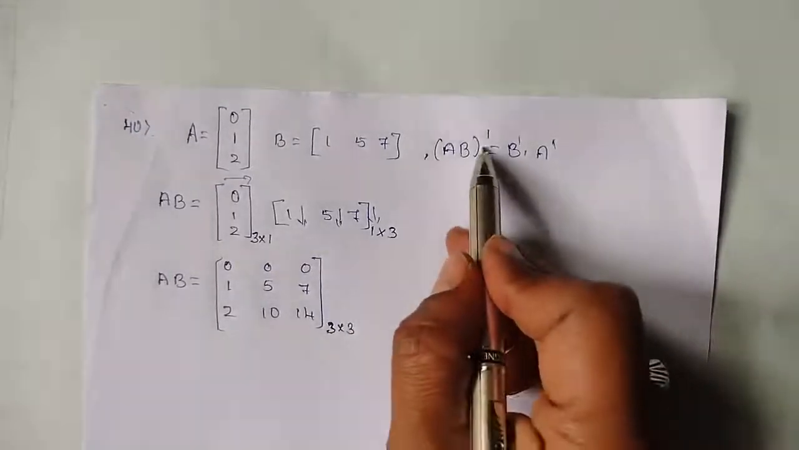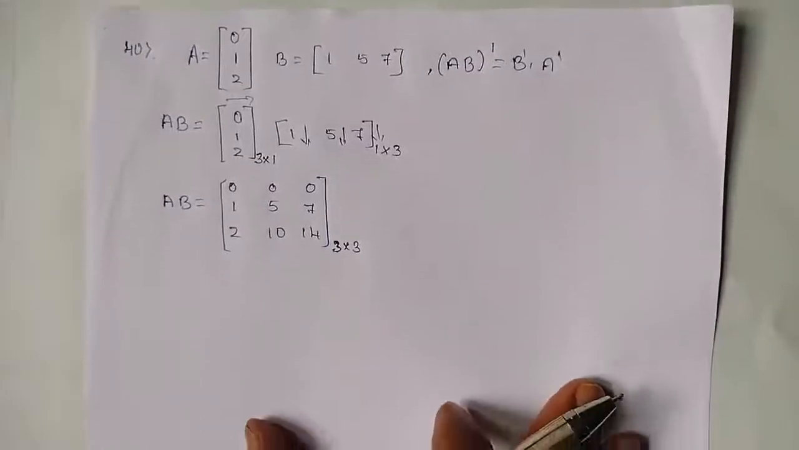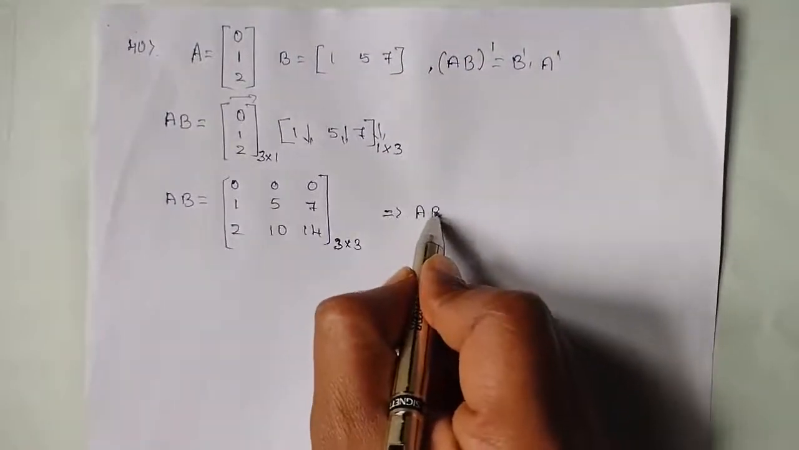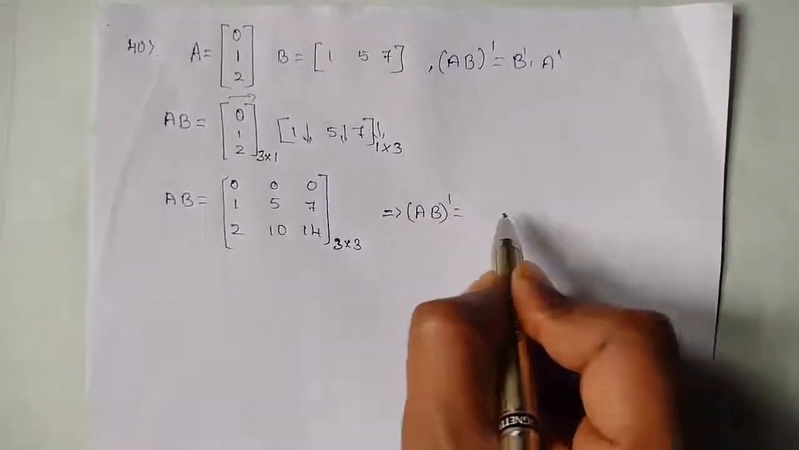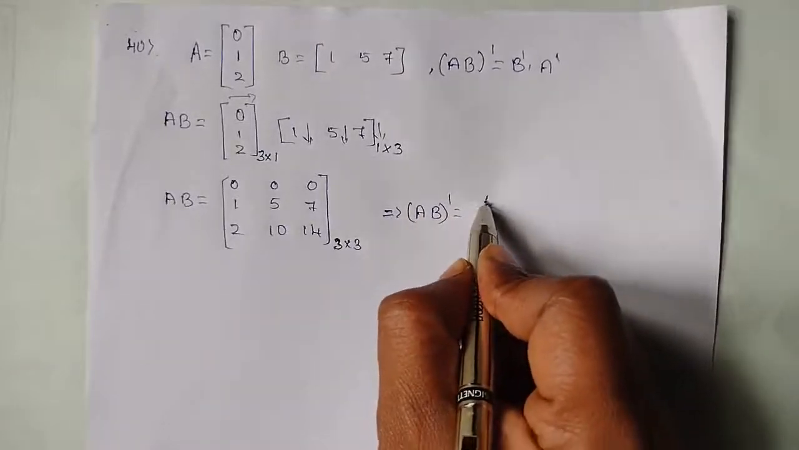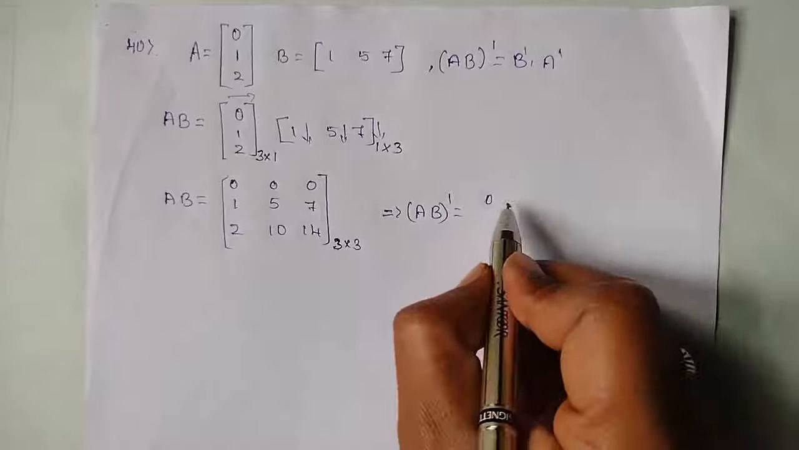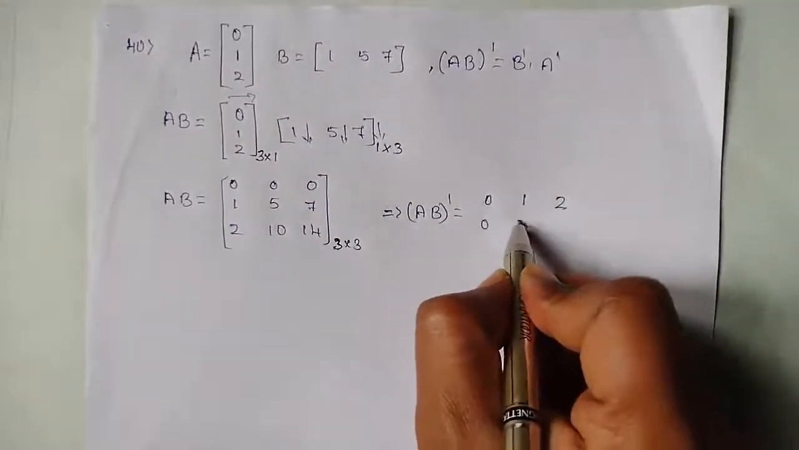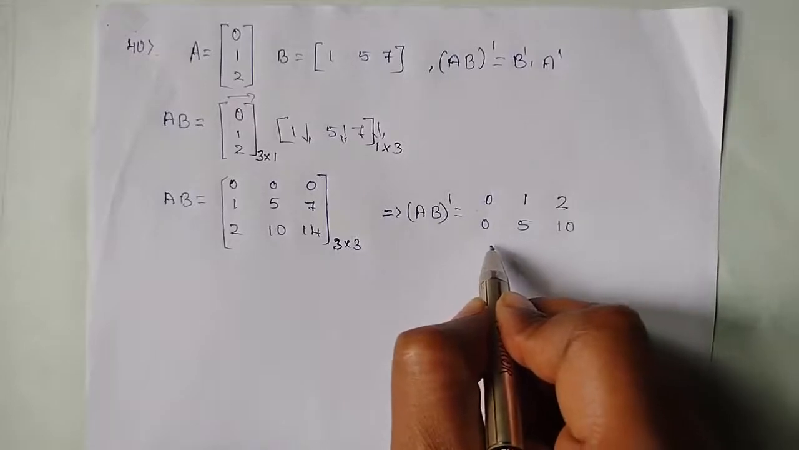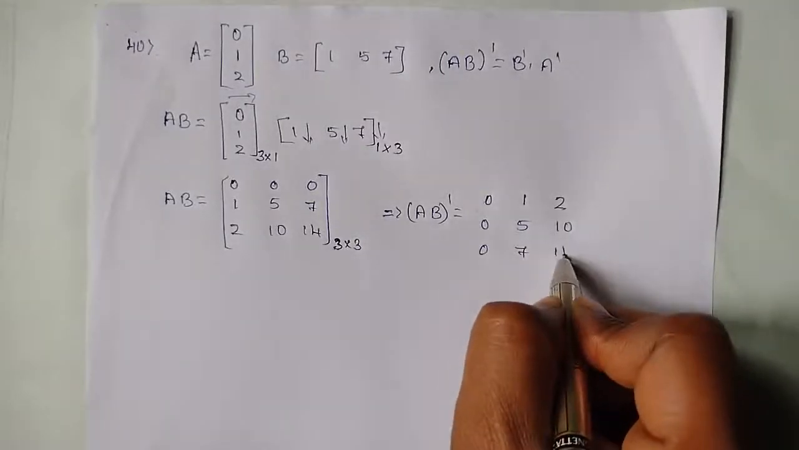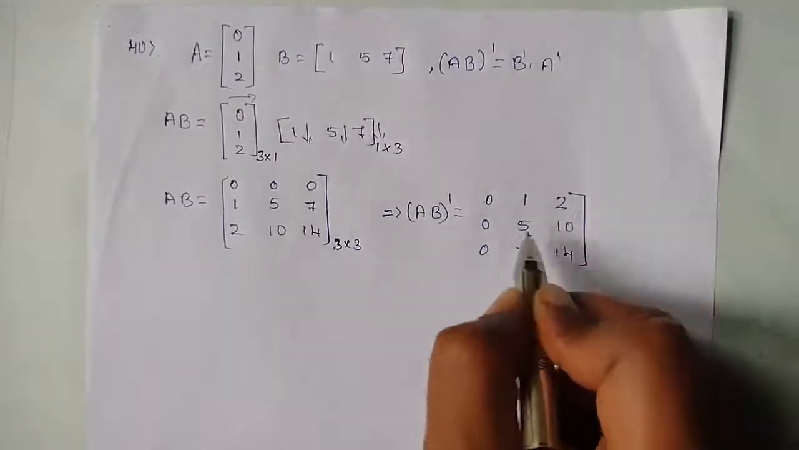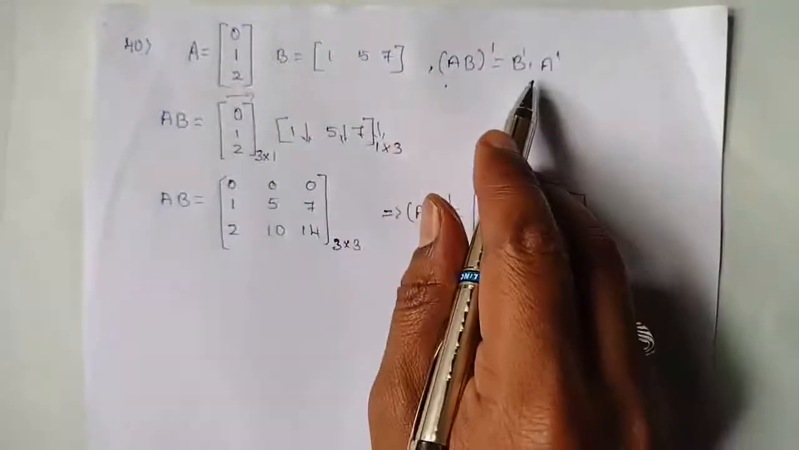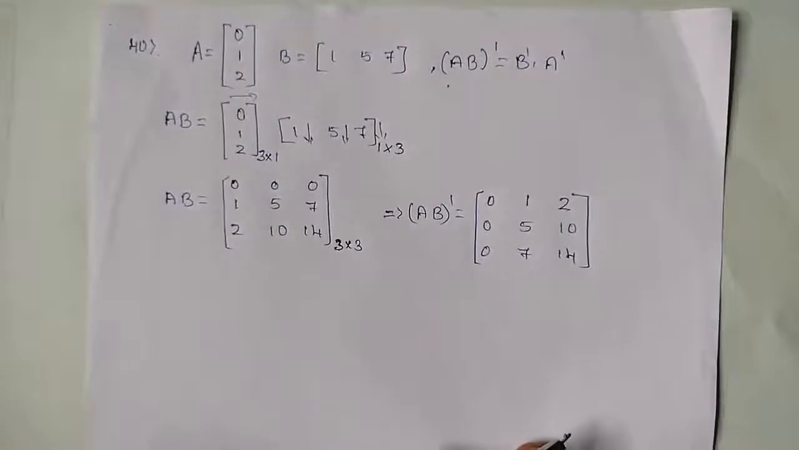But here we have to find AB whole dash, which means the transpose of the matrix. AB whole dash is equal to: changing rows into columns, 0, 1, 2; 0, 5, 10; 0, 7, 14. Clear? This is only the LHS side. Next you should find the RHS side.